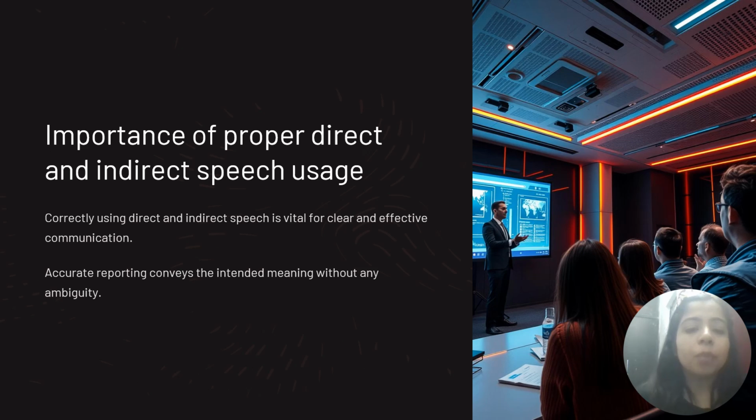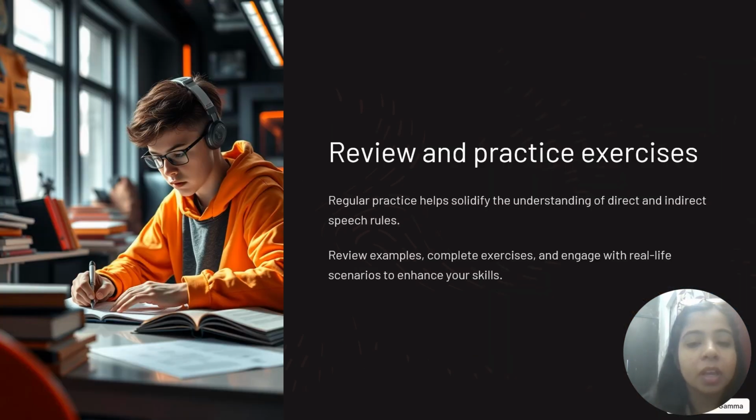Now, talking about the importance of proper direct and indirect speech, correctly using direct and indirect speech is vital for clear and effective communication. As I said, things can lead to miscommunication when you put your own words and the meaning is completely changed. So it is better to keep the meaning intact for effective communication. Accurate reporting conveys the intended meaning without any ambiguity. There shouldn't be any confusion. So review all the rules and all the points and practice as many exercises as you can. Thank you.